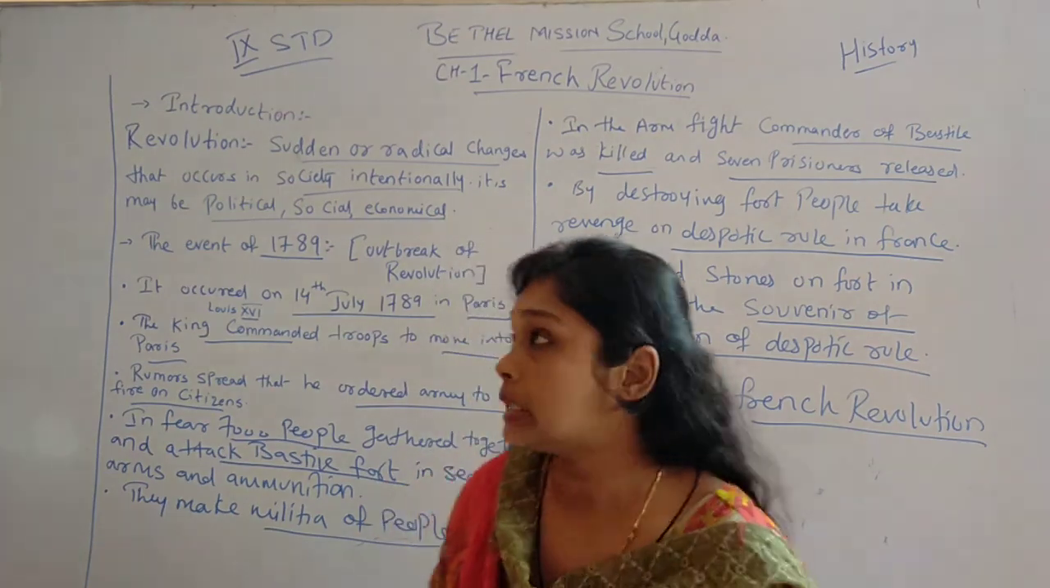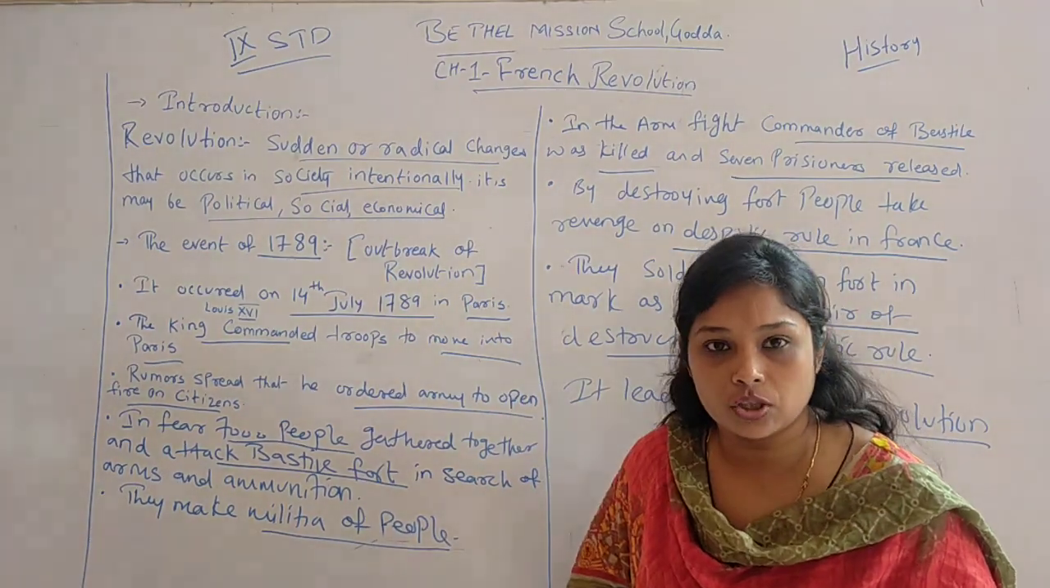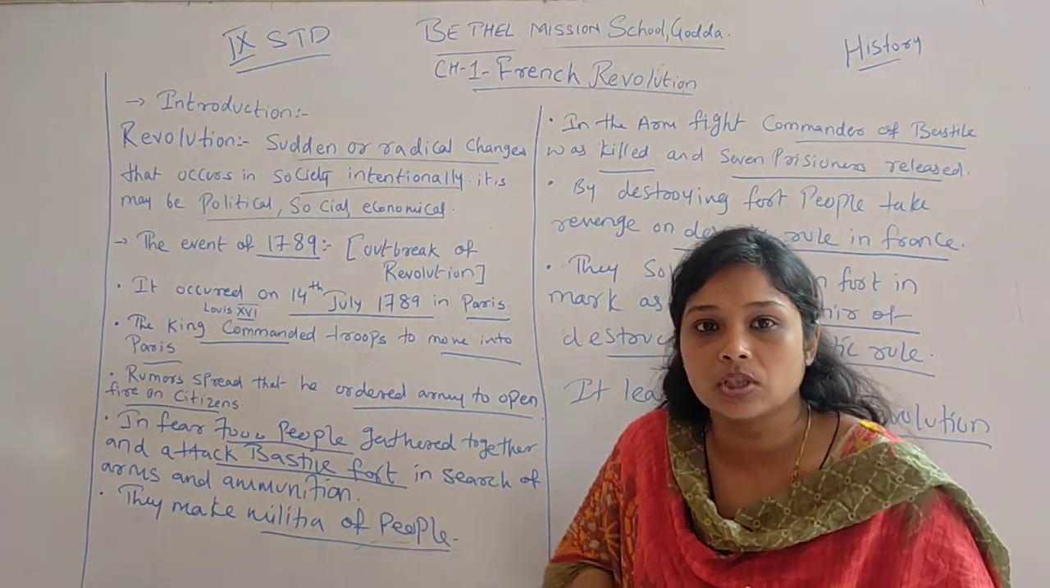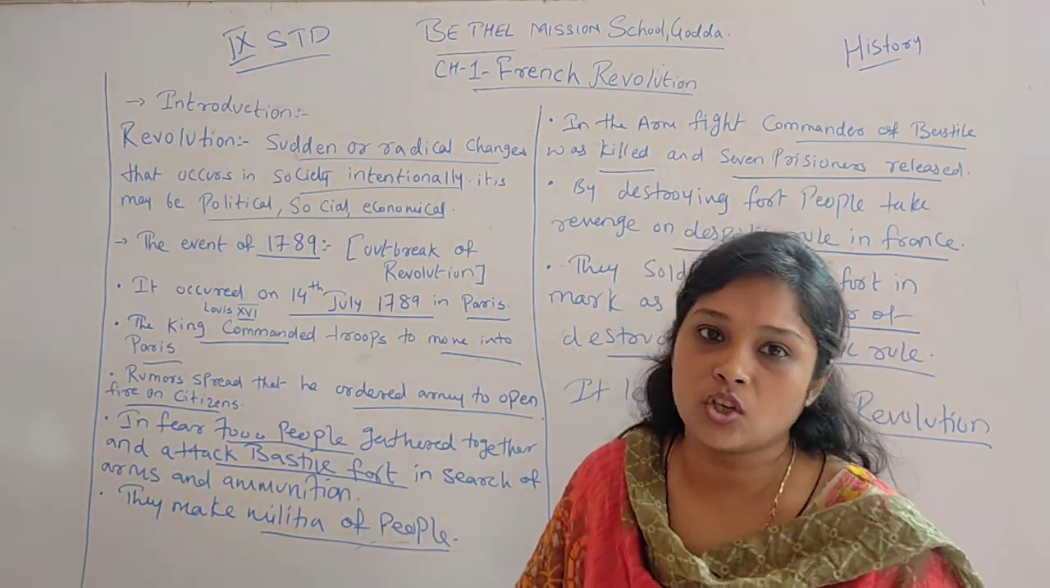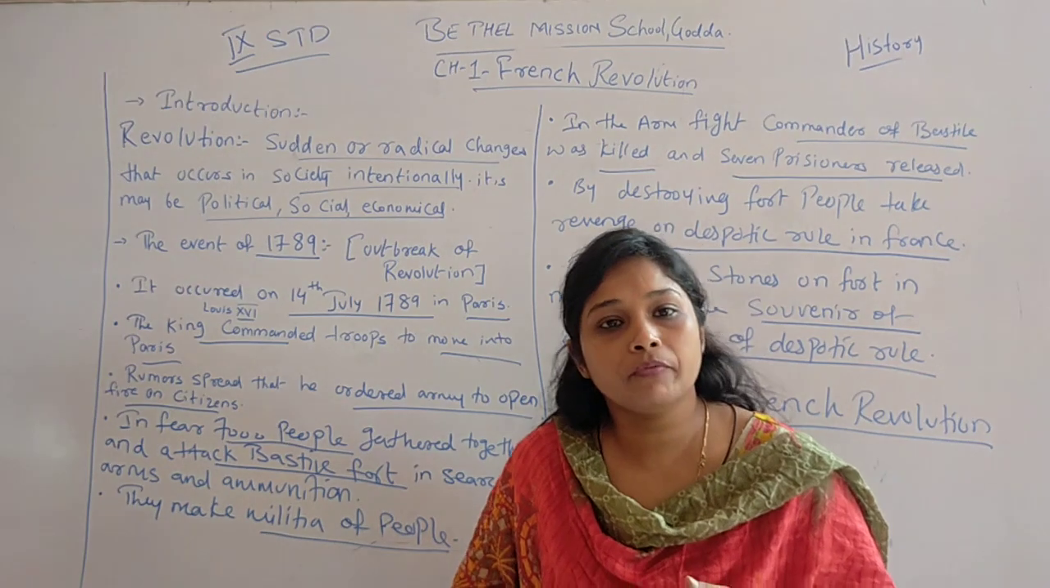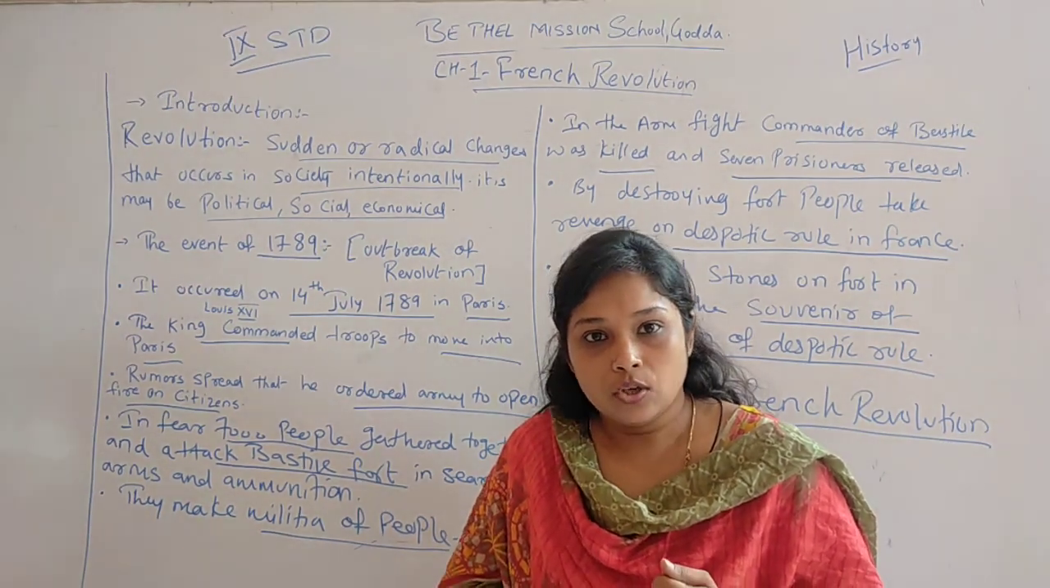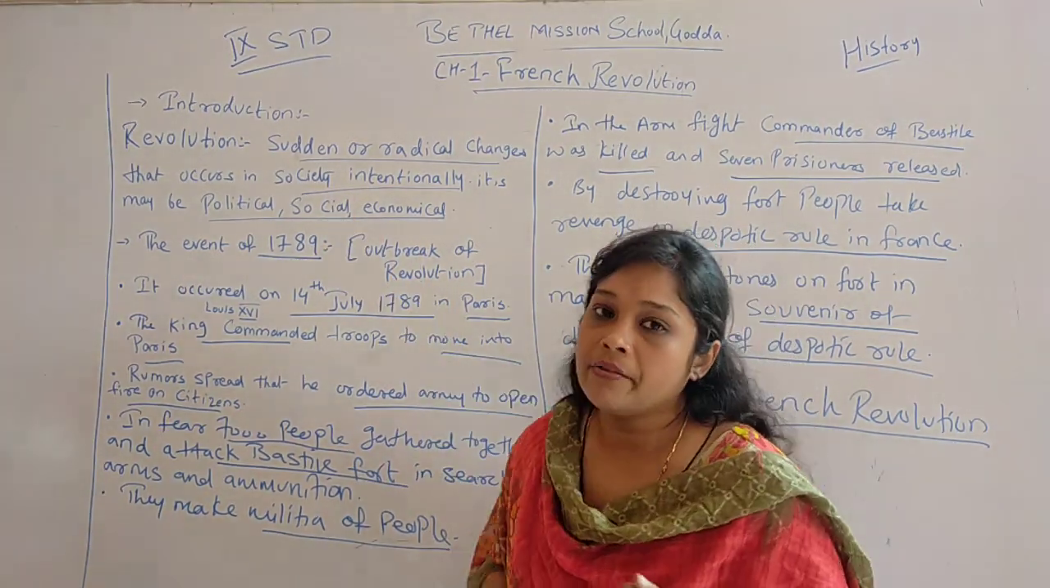So revolution means any sudden or radical changes that occur intentionally in our society, because we want them to occur. As our society changes, as time changes, we want new things. We want that change in our society. So those changes are called revolution.